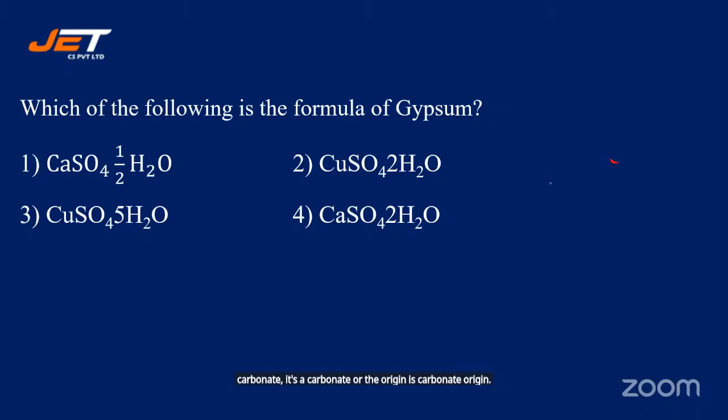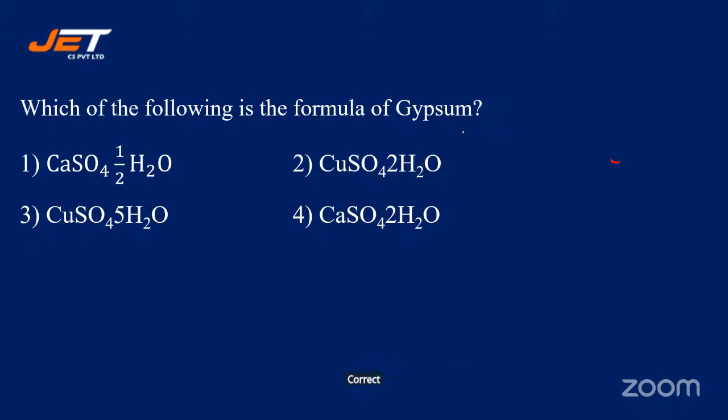Which of the following is the formula of gypsum? CaSO4 hemihydrate, CuSO4 dihydrate, CuSO4 pentahydrate, CaSO4 dihydrate. So which is the right option? Let us see how many of you will guess.